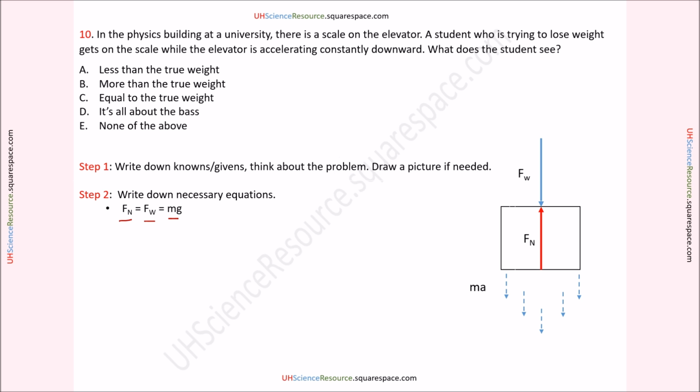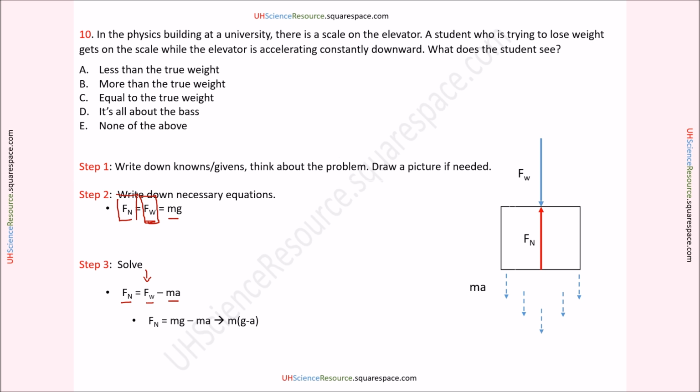But in this particular case, we know that there's an acceleration downward. And so the normal force and the force due to gravity are going to be different, and they're not going to be equal to each other. We can then write the equation: the normal force is going to equal the force due to gravity, or weight, minus the amount of acceleration that we're experiencing.